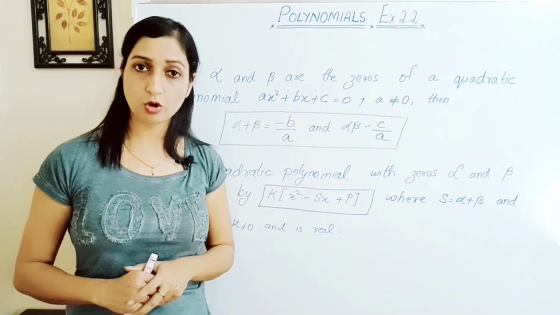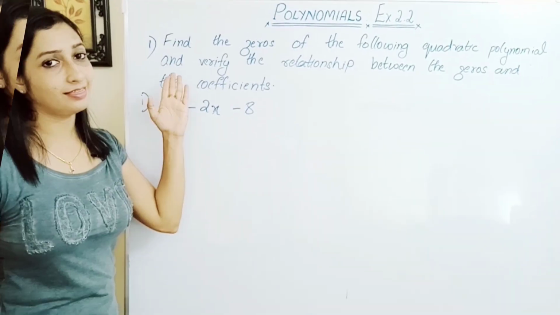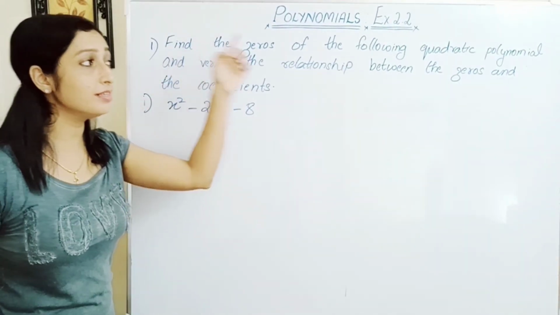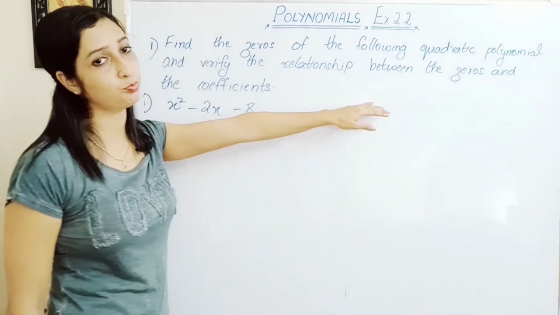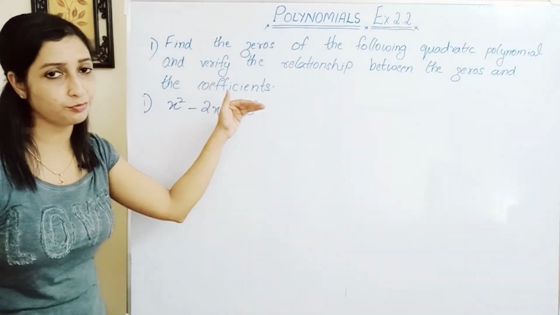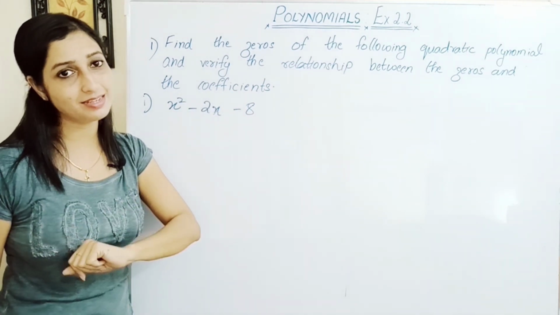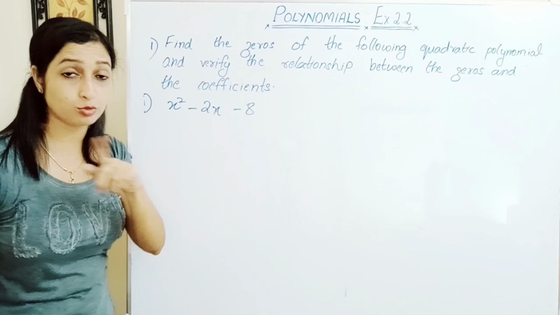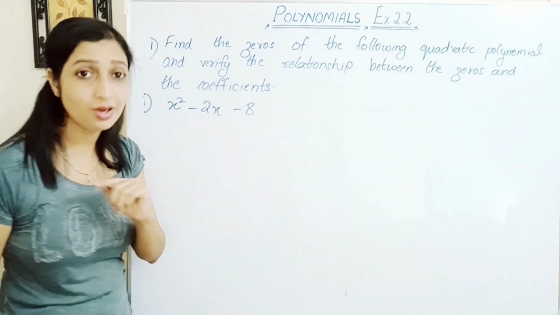So now let's move on to our exercise 2.2, question number 1. And this is our first question, which is: find the zeros of the following quadratic polynomial and verify the relationship between the zeros and the coefficients. And part 1 they have given as x square minus 2x minus 8. So to find out the zeros, what do we do first? We equate the given quadratic polynomial to 0.